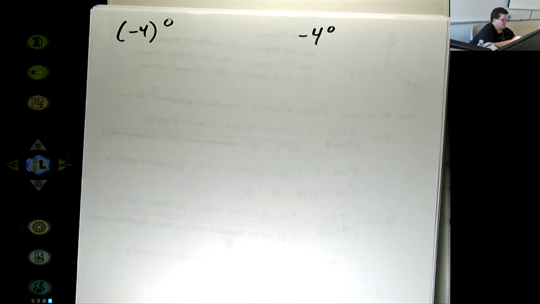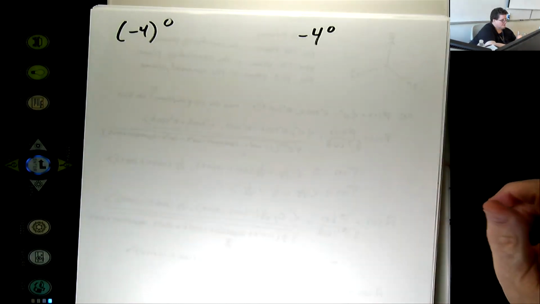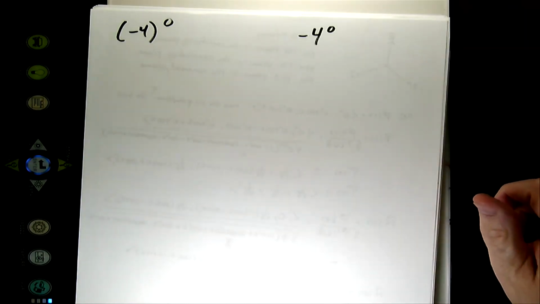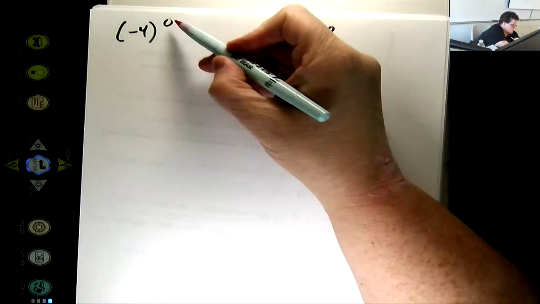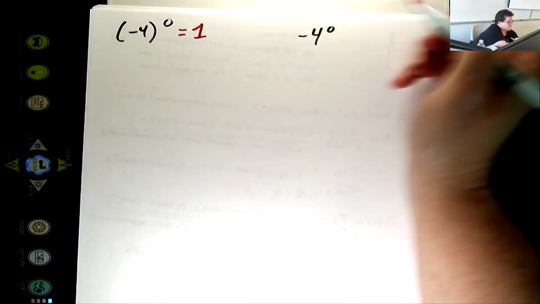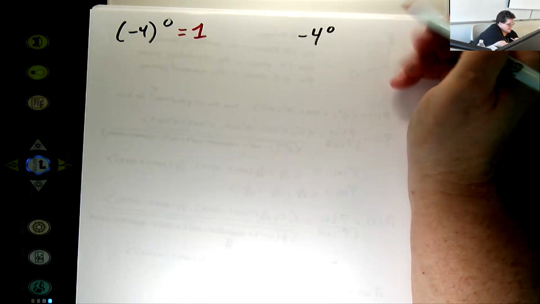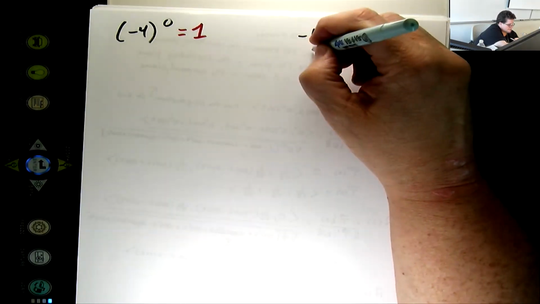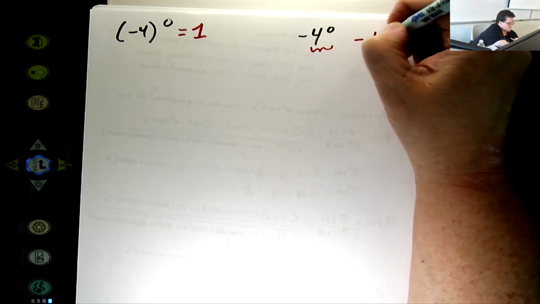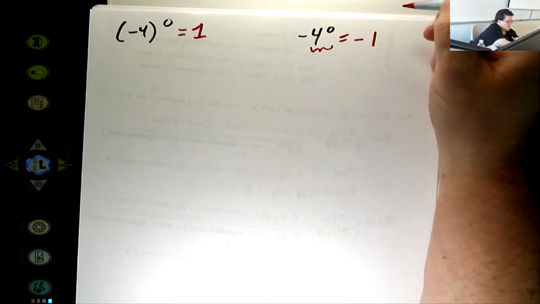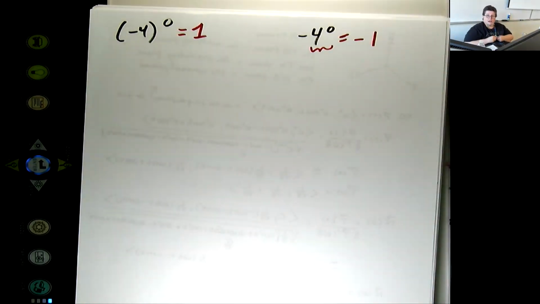Are they equal? Are they not equal? So what does the 0 exponent do? It becomes 1. It makes whatever it's touching equal 1. So the 0 makes this equal 1. Here, the 0 is only attached to the 4, so this is -1. So the parentheses matter. When you've got negative numbers and exponents, watch for it.